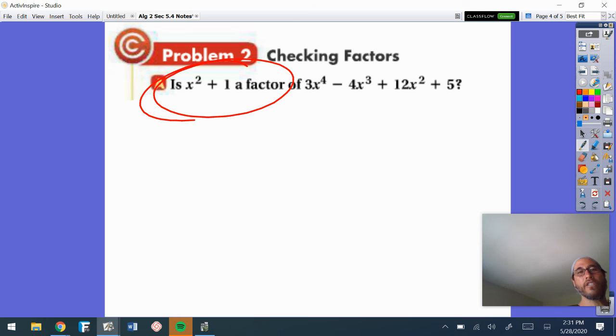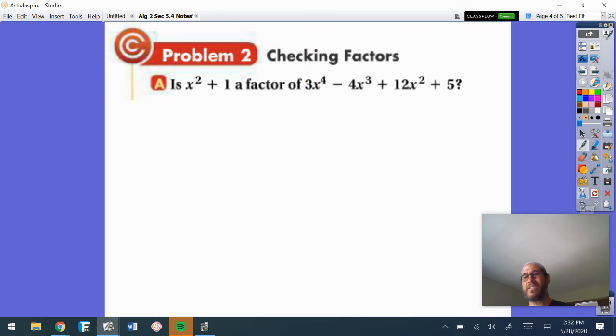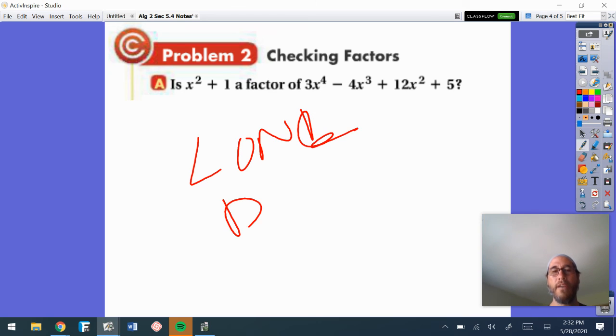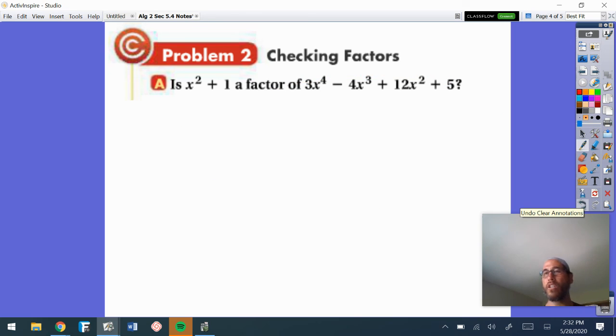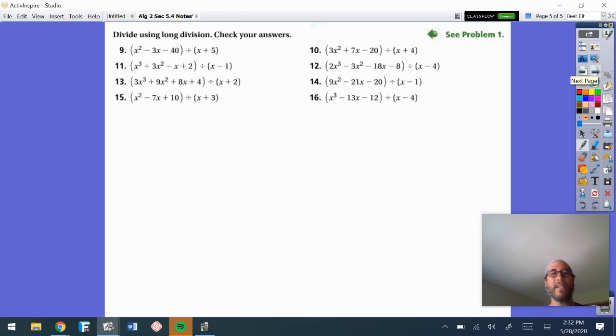All right, there's my divisor. We're going to divide by x squared plus 1. Whew, Mr. T, that's not linear. It's not linear because it's an x squared, so you cannot do synthetic division. So the only thing you can do here is long division. Okay, make sure you know why you have to do long division. We already did it. We're not going to do it again, but make sure you understand why that one is a long division.